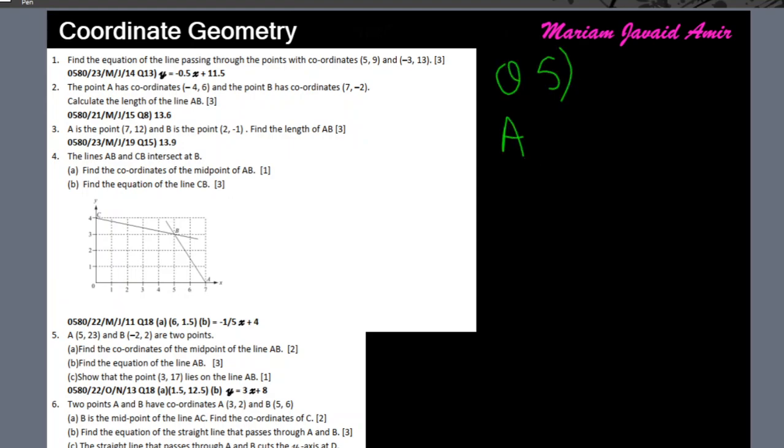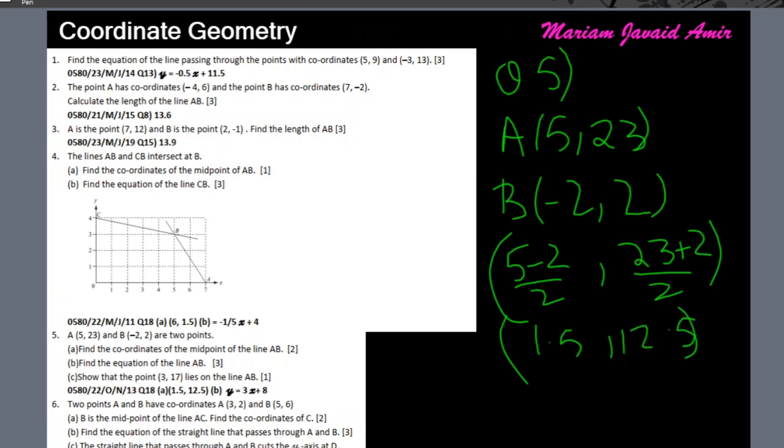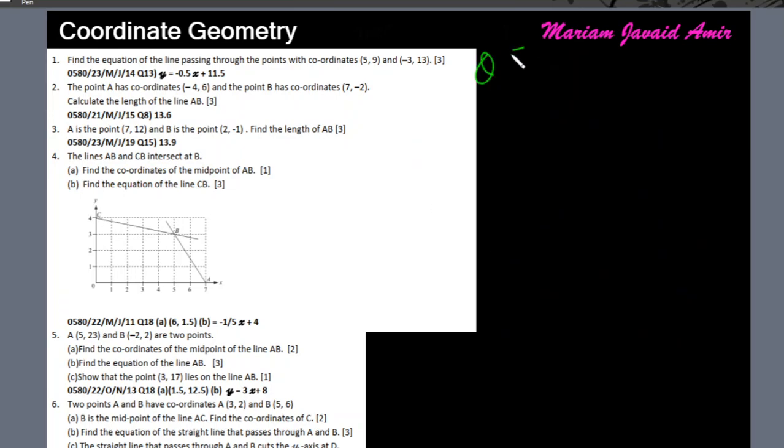which is A is 0.5, 23, B is point minus 2, 2. Find the coordinates of midpoint of AB. So simply add both the x's, divide by 2, then add both the y's and divide by 2. So we get 3 over 2 is 1.5 and 25 over 2 is 12.5. So this is the midpoint answer for A. Then question 5, part B is find the equation of line AB.